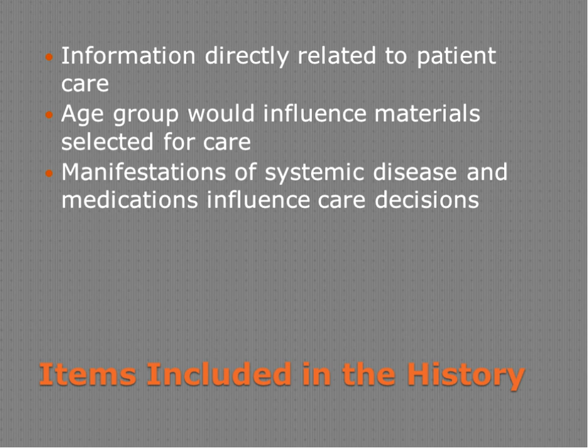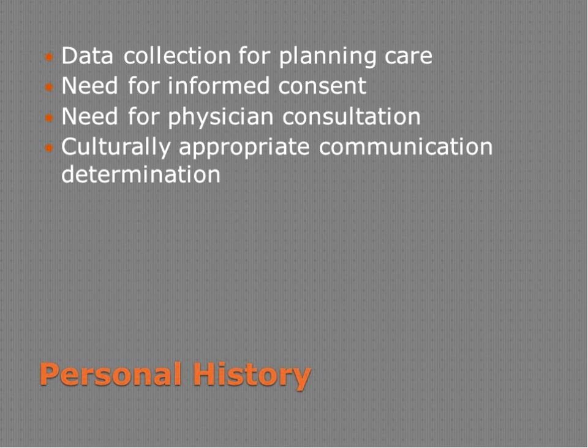Items included in all the histories is information directly related to the patient care. There's usually demographic information. The age group would influence material selected for the care of the patient. For example, if you have somebody who's 95 with dementia, that is going to alter your care versus somebody who's 35 and fully functioning. And manifestations of systemic disease and medications can also influence your care decisions, and that all is included in the data. So there's always a personal history section of the medical history.